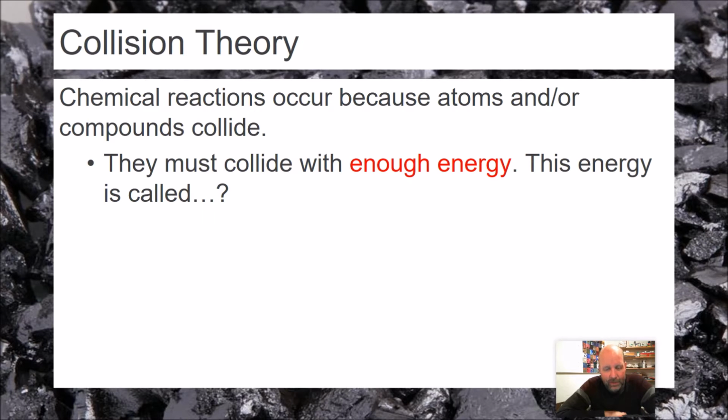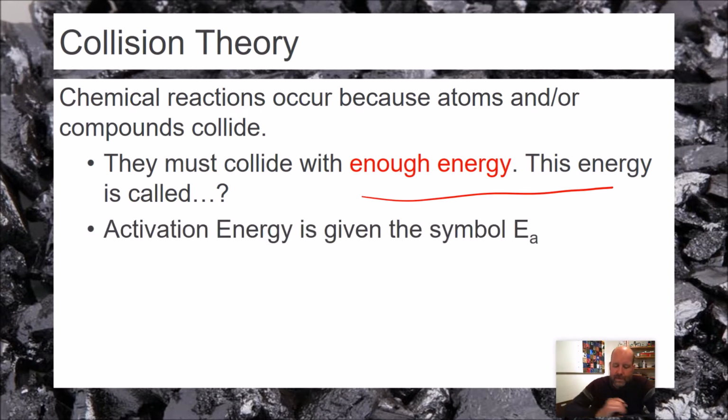So this idea is that chemical reactions occur because these compounds collide with the proper orientation. And they have to collide with enough energy. And this energy, maybe you remember, pause the video and see if you remember what this energy is called. The energy required to make the reaction happen. So hopefully you remember that that's called activation energy. Activation energy, we call that EA.